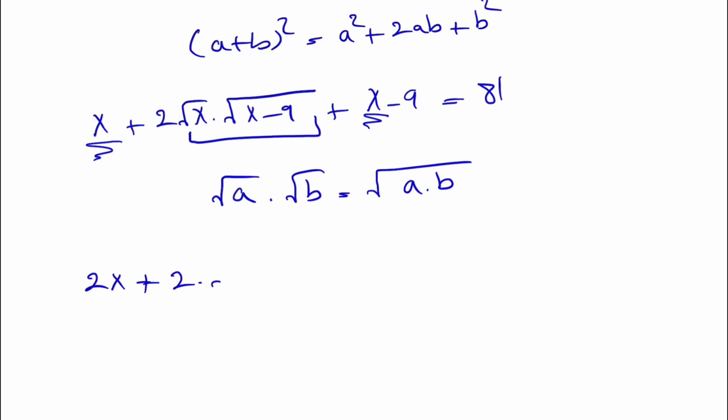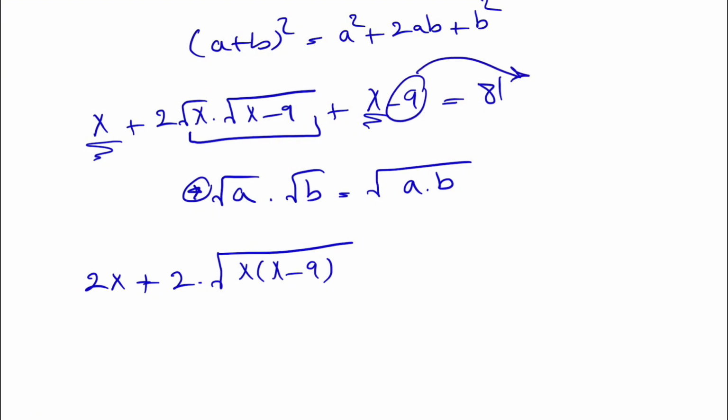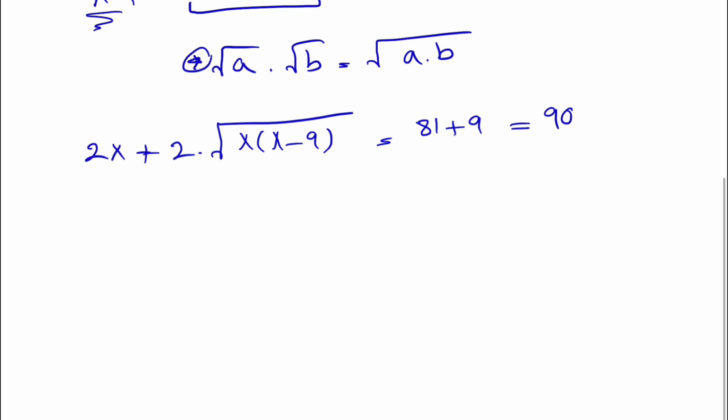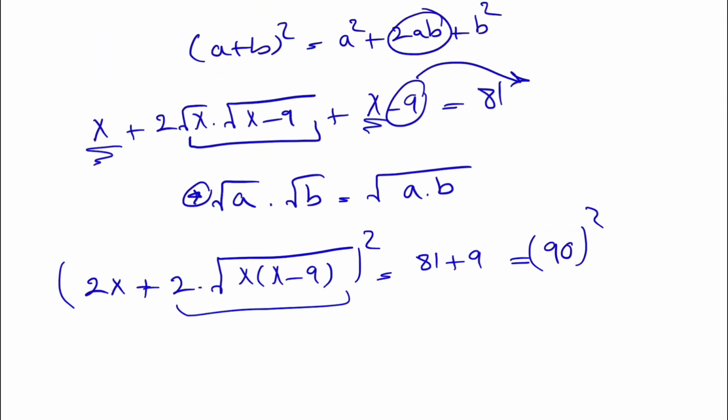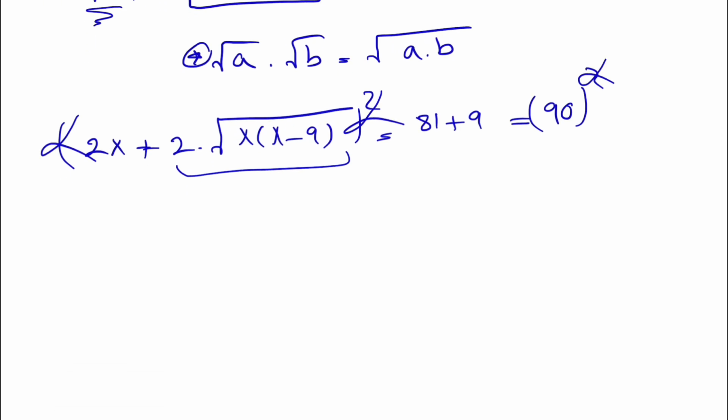plus 2 times, we're going to use that in here, the square root of x times x minus 9, and we're going to bring 9 to the other side of the equation, so minus 9 will be positive 9, 81 plus 9, which will be 90. So now we still have the square root, and if we square each side, we see that we cannot get rid of this one, because when we do the 2ab part of the algebra formula in here, we'll end up with the square root again, so it makes sense to rearrange this equation before we do the power of 2 on each side.